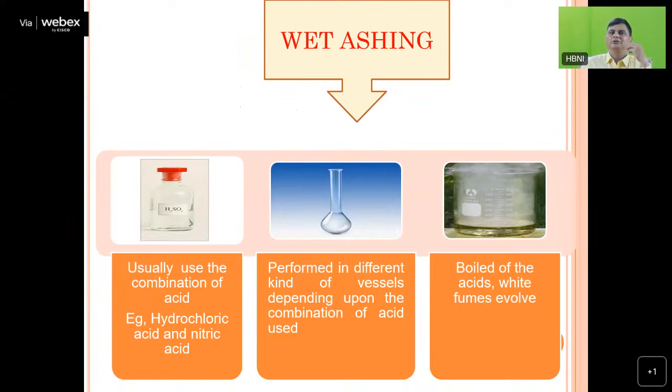So these are a few examples of doing the wet ashing. You'll see that we usually use a combination of acids. Generally, we use HCl and HNO3, and sometimes only hydrochloric acid, performed in different kinds of vessels depending upon the combination of acid. And the boiling acid evolves white fumes. This kind of white fumes you see at the end of the process.